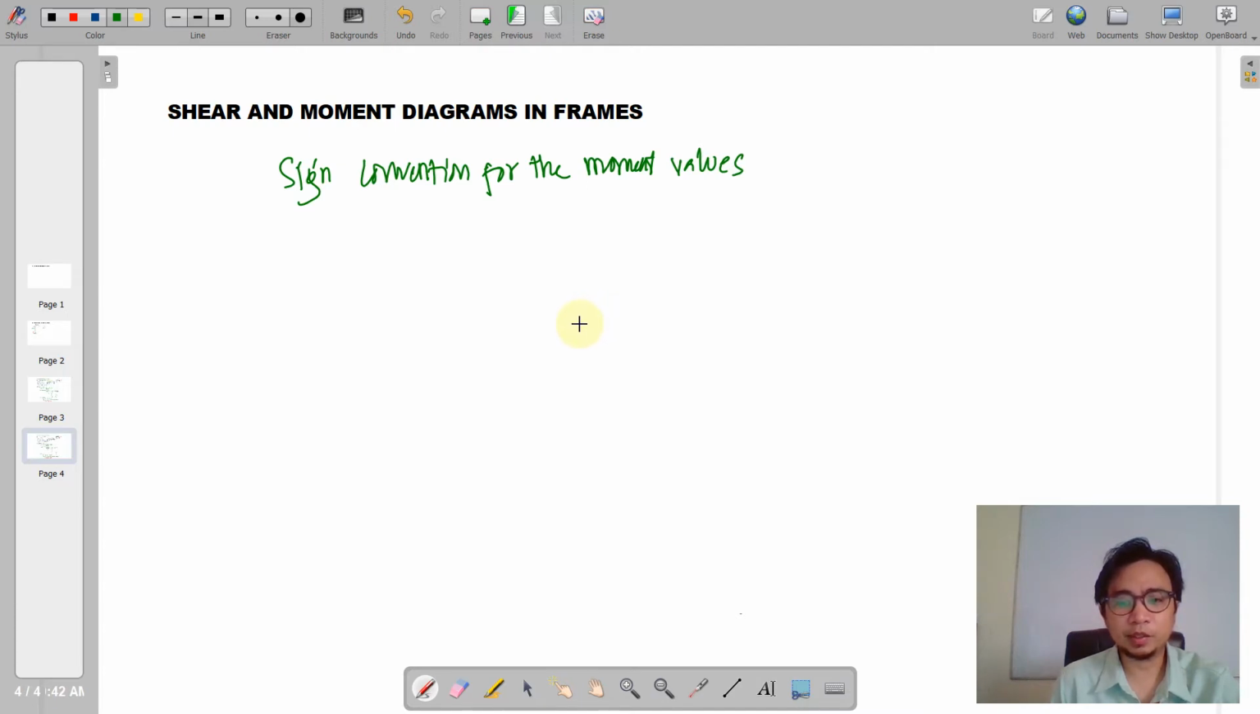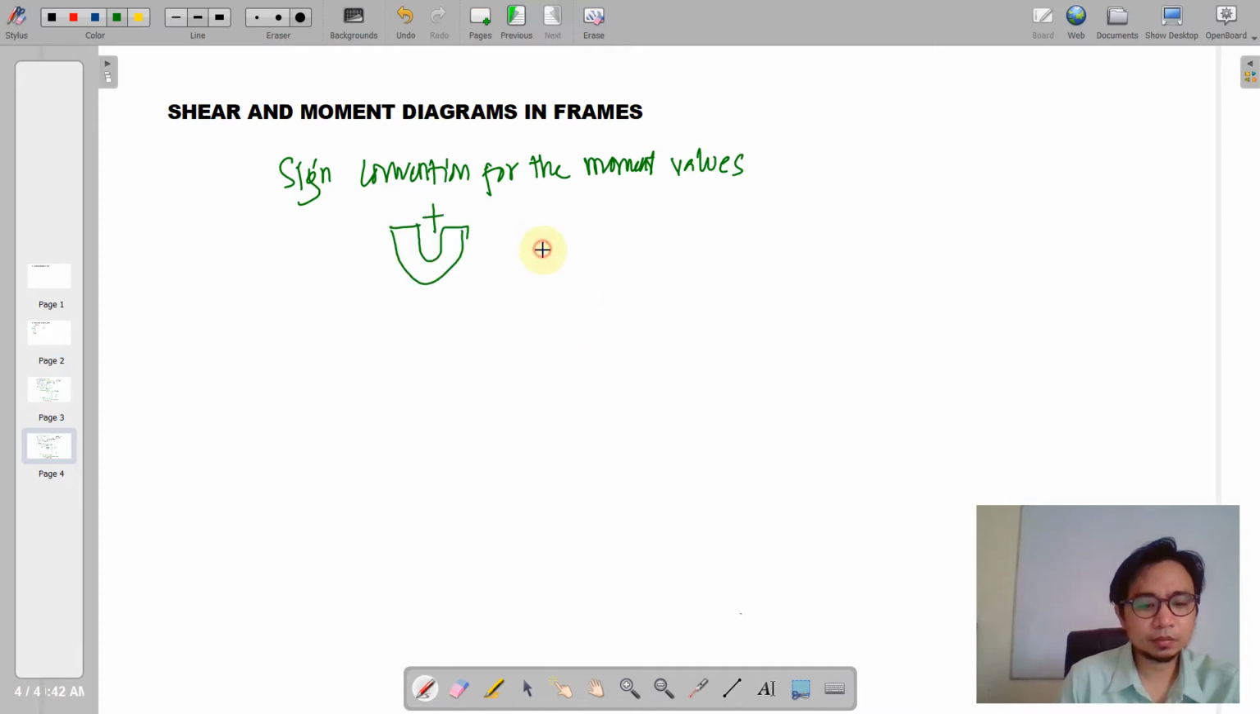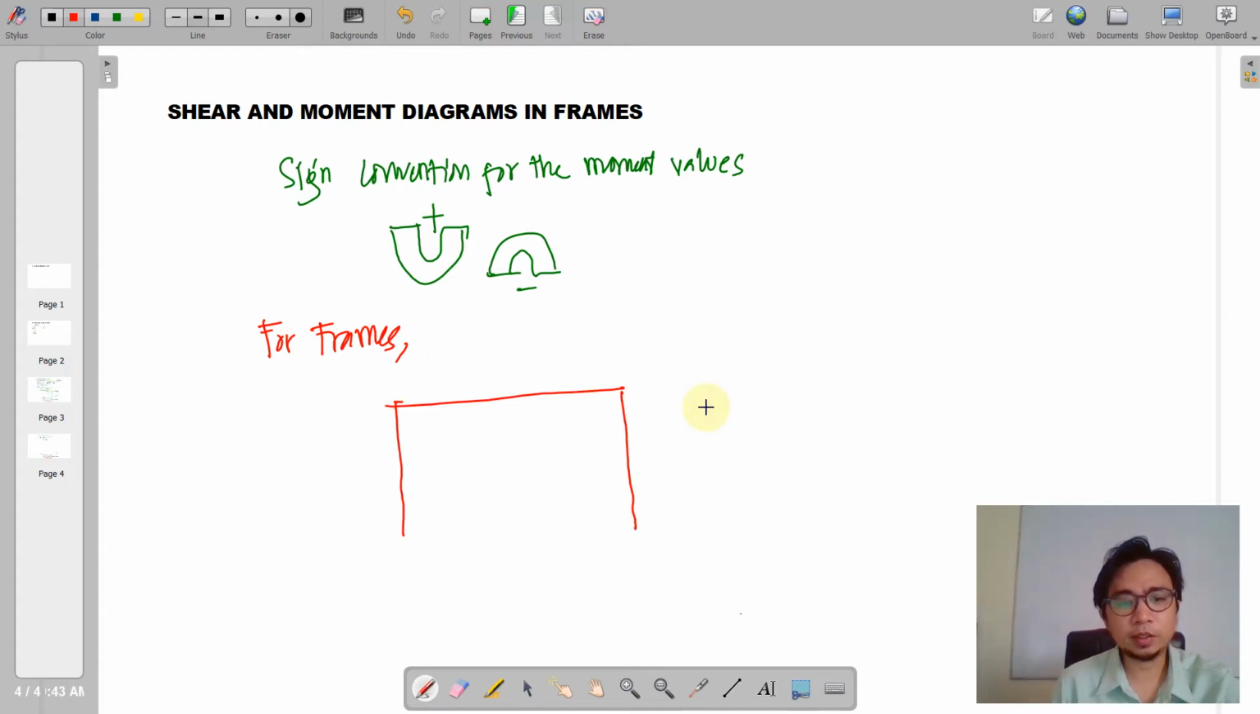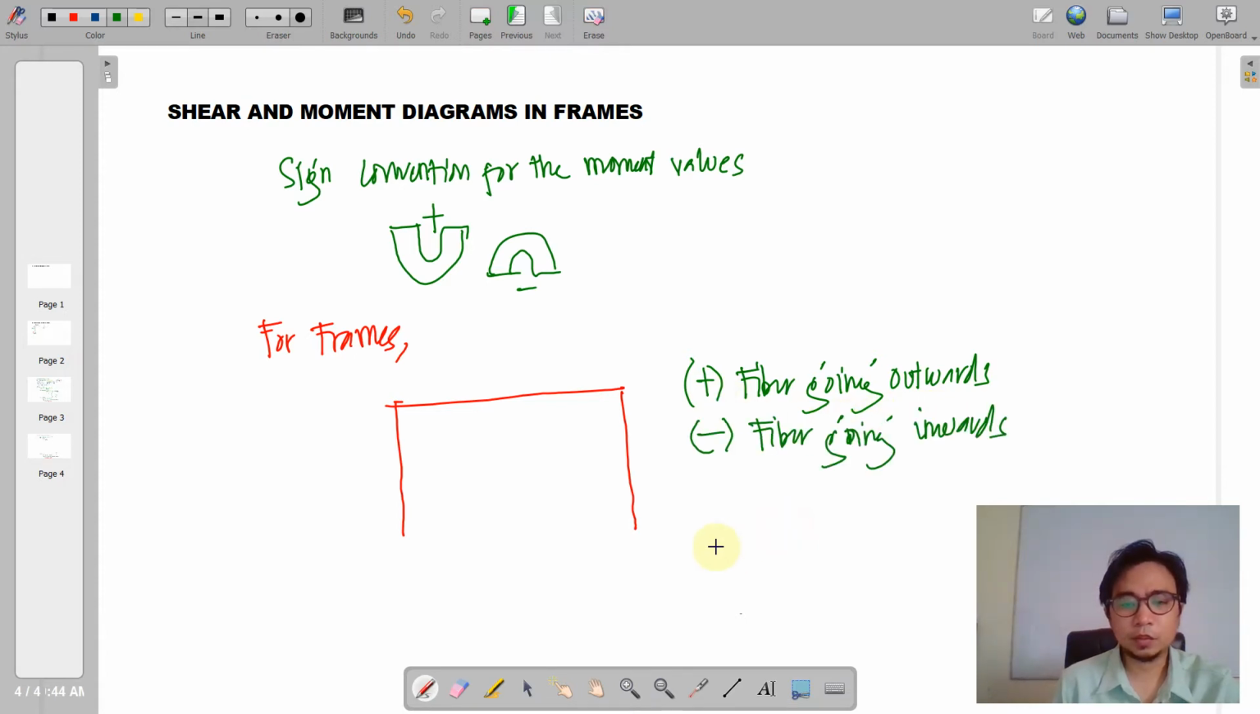So we base our sign in beams as positive if your fiber is concaving upwards, and negative if your fiber is concaving downwards. This time, for frames, we're going to consider an outwards or an inwards orientation, wherein we have positive for fiber going outwards, and of course negative for fiber going inwards.